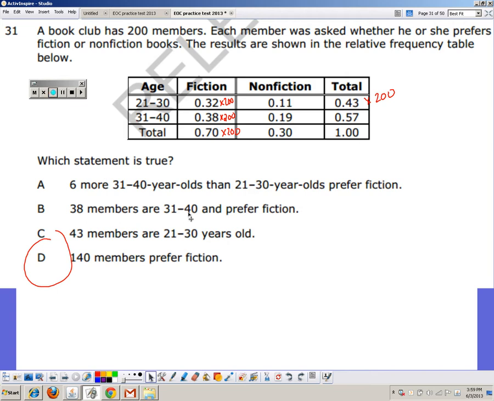B says 38 members who are 31 to 40 prefer fiction. Again, we already said that 0.38 times 200 is 76. So B is wrong. C says 43 members are 21 through 30. So to figure that one out, we did 0.43 times 200, which is 86. So that's wrong. D is the correct answer. 140 members prefer fiction. Again, 0.70 times 200 is 140.